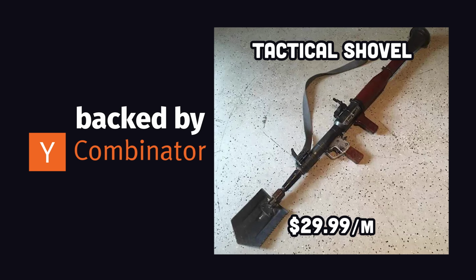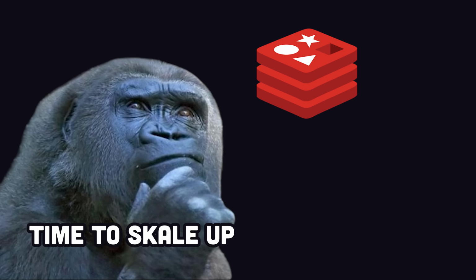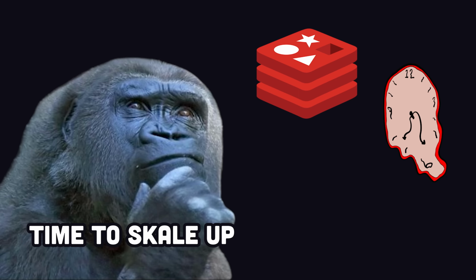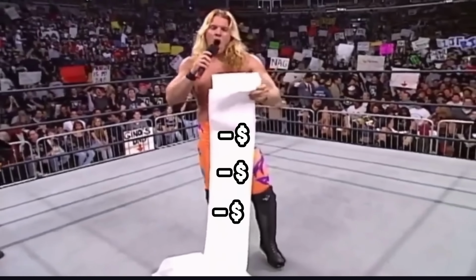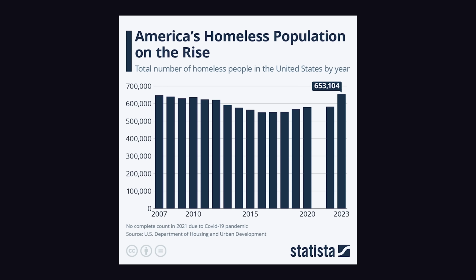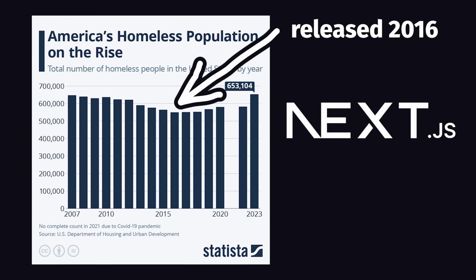their fancy shovels. You think you need an in-memory cache database to handle your load of 5 users, you need a cron service, you need authentication, performance monitoring, analytics, serverless functions, and the list goes on. It's no coincidence that America's homeless population started to rise immediately after the release of Next.js in 2016.